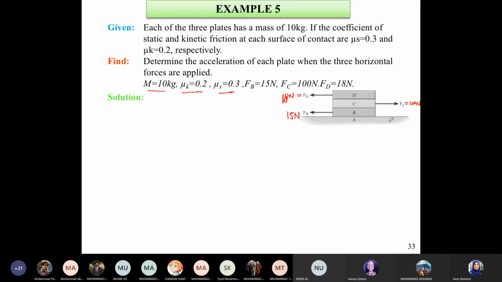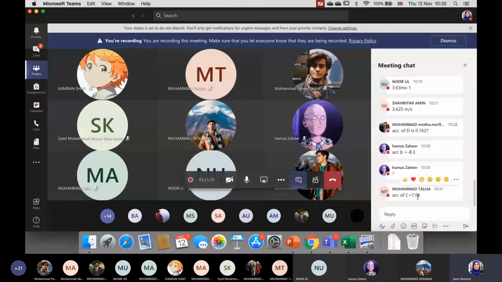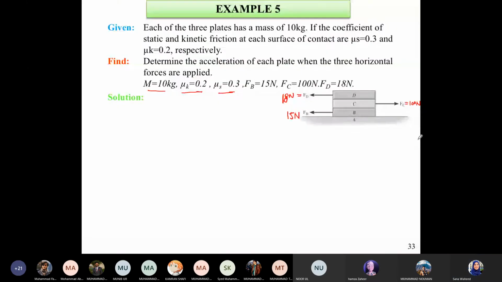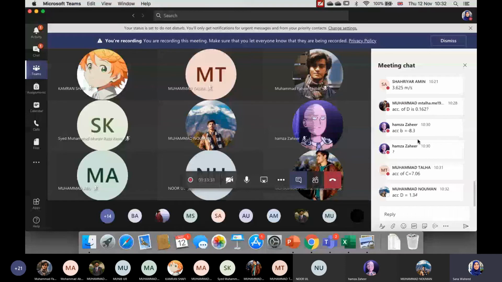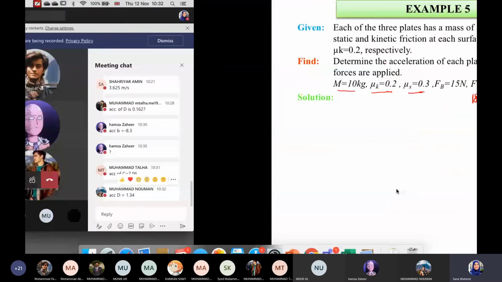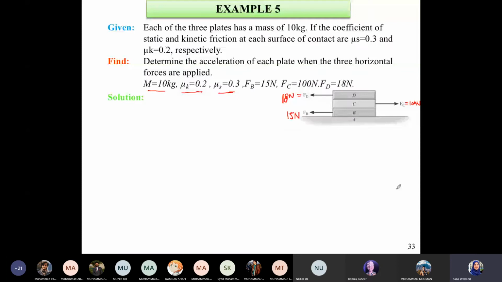Talha, not quite. Not quite, Numan. So the value of the acceleration of D that Talha has given is correct, but when we start discussing, we'll see that I'm a bit uncomfortable with this solution, so let's see.